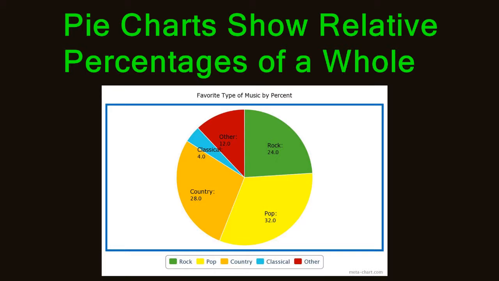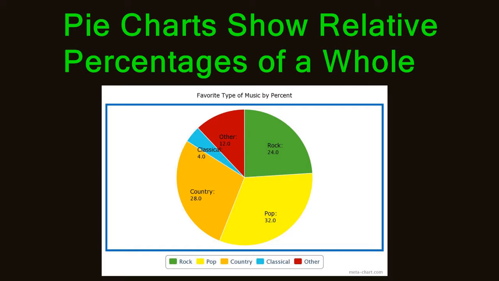Here you can see our pie chart generated by a computer. Each section of the pie, or slice of the pie, is represented in a different color. You can see the key at the bottom. Each color represents a different type of music.